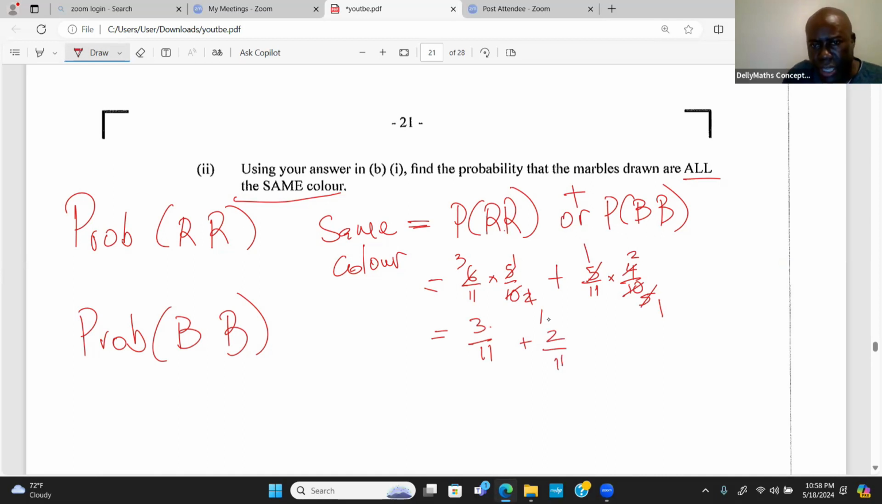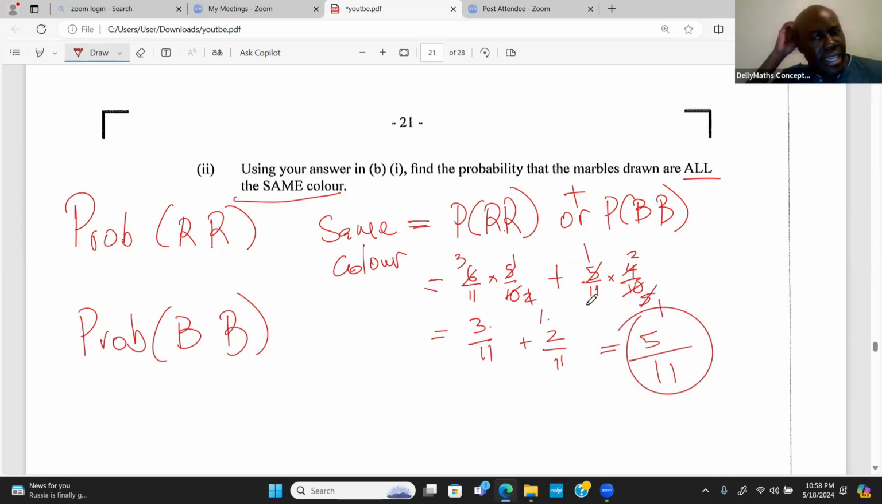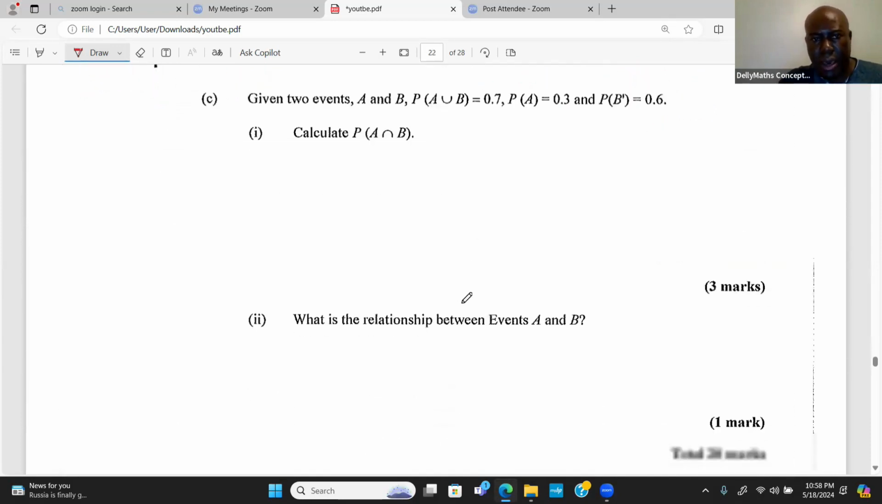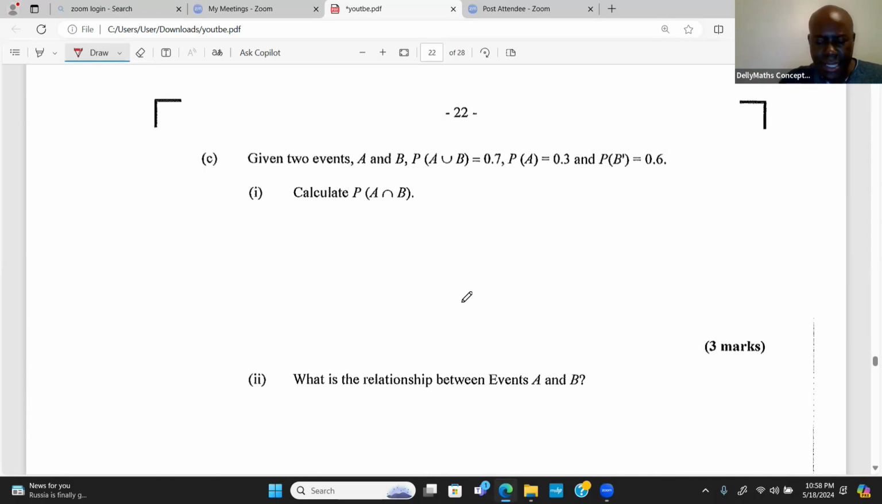So if we put this together, 3/11 plus 2/11, I'm finding at the end 5 out of 11. And that would have been the answer if we're supposed to draw red, red, or a black, black, right? Probability, 4 marks for that. Easy cheese. All right, we're going. Let's see what else is coming. We're almost there, almost there.